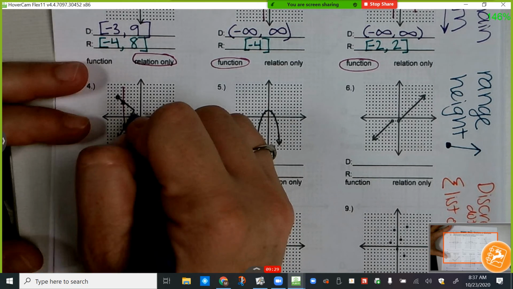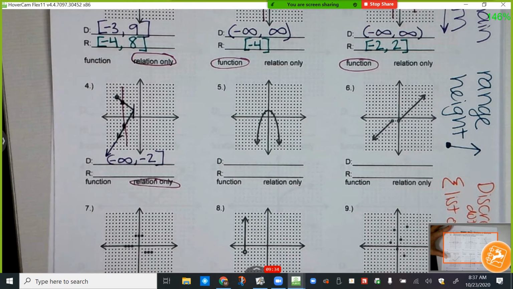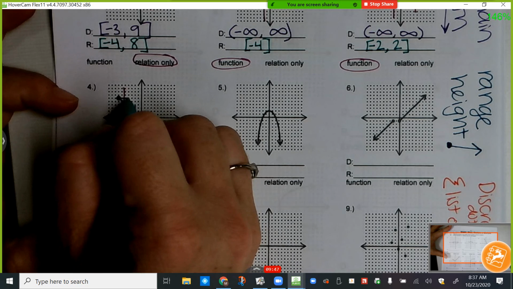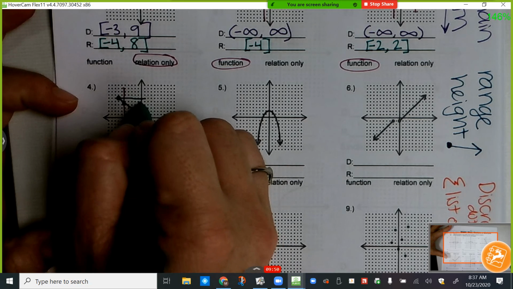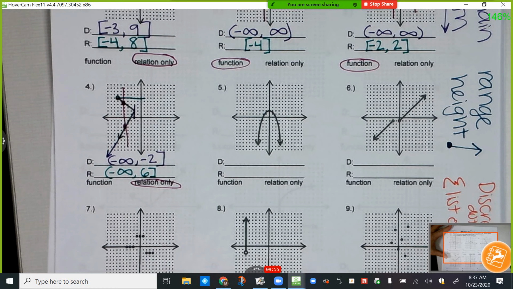Okay, what's the farthest right it goes? Negative 2. And it's got a solid line, so we're going to use a square bracket. Now, what's the lowest this graph is going to go for range? Negative infinity. And what's the highest this graph is going to go? 6, with a square bracket because it's got a closed dot. Any questions? Okay, so let's keep going.